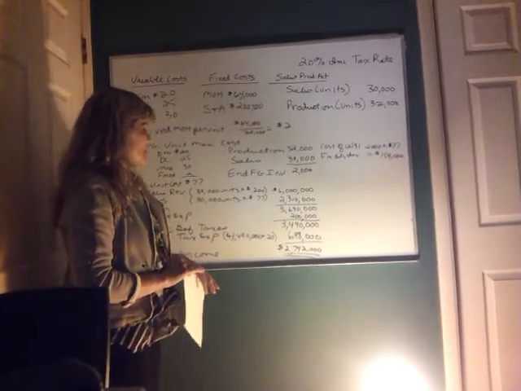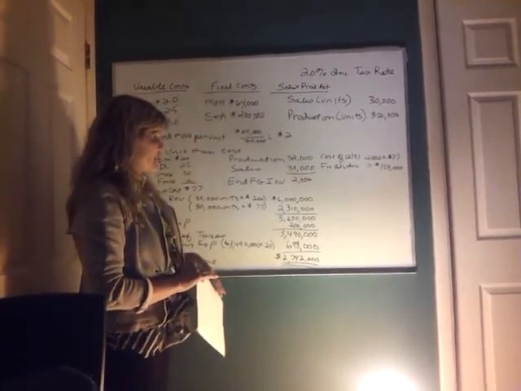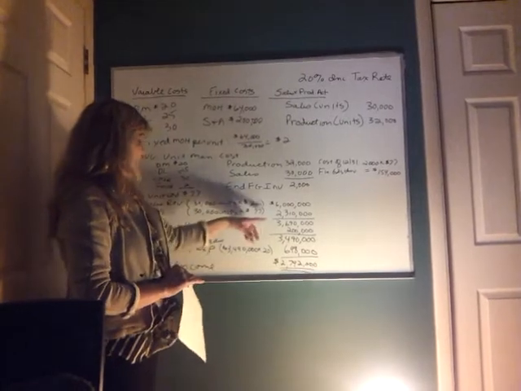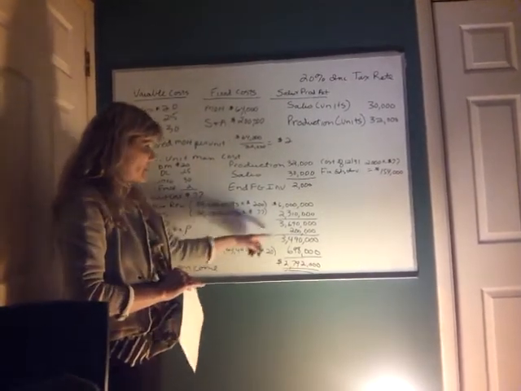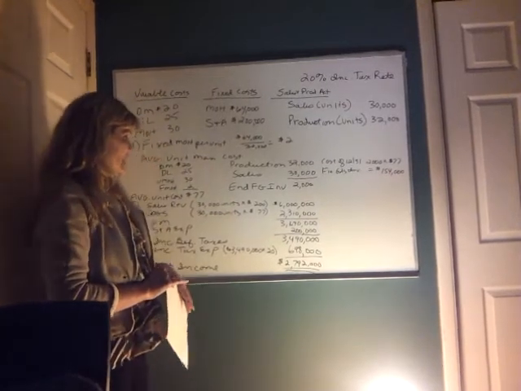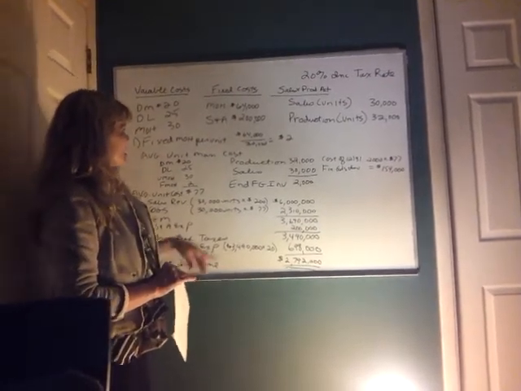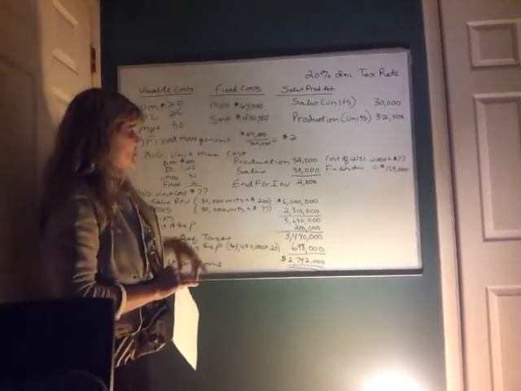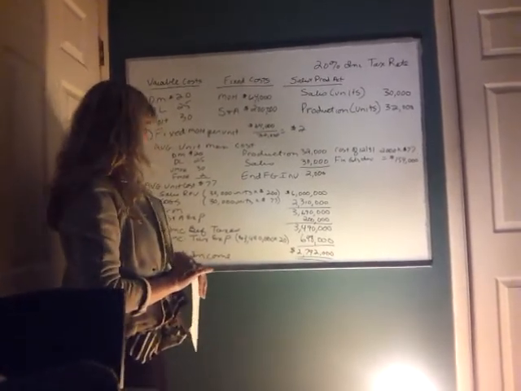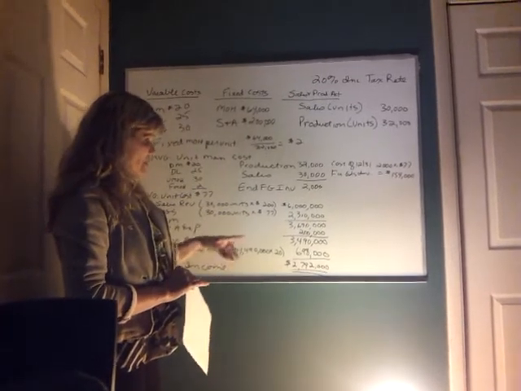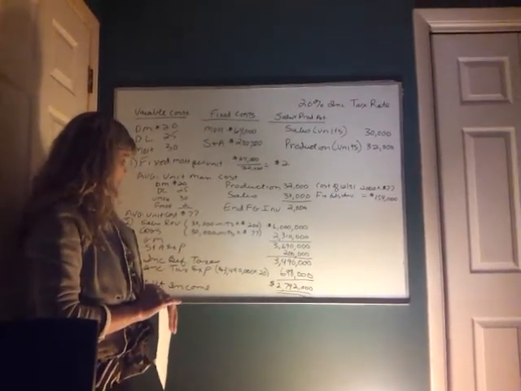So we have 30,000 units times 77, that's 2,300,000. We subtract our cost of goods sold from our revenues to get our gross margin, which is 3,690,000. Selling and administrative expenses are up here, they're 200,000. We subtract that from gross margin to get our income before taxes, which is 3,490,000.